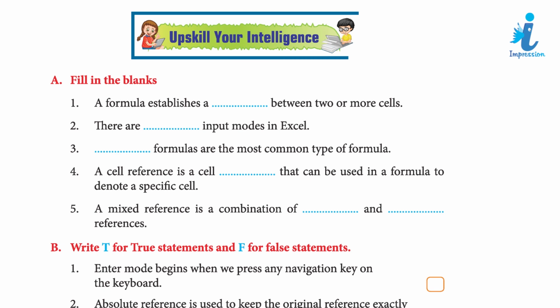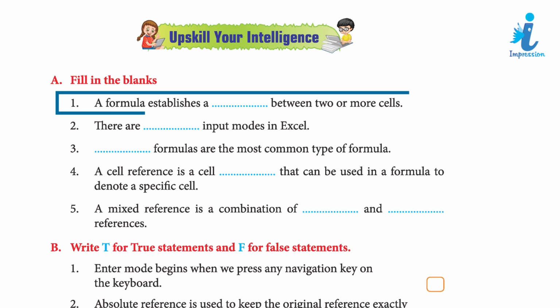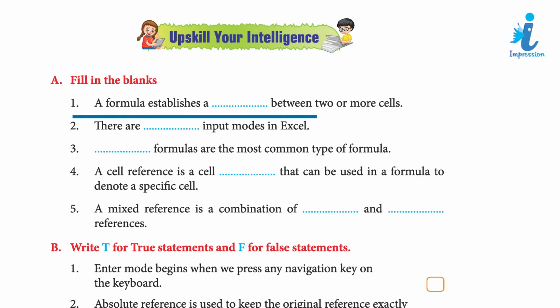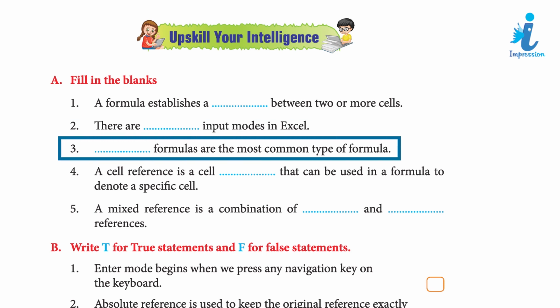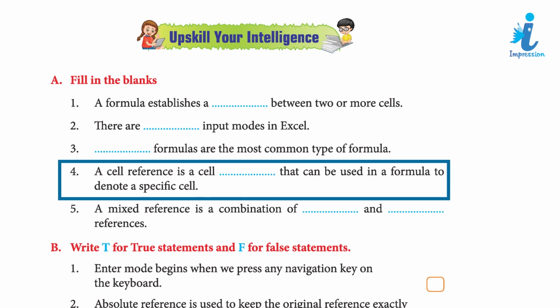Upskill your intelligence. A. Fill in the blanks. 1. A formula establishes a dash between 2 or more cells. Answer: relationship. 2. There are dash input modes in Excel. Answer: 3. 3. Dash formulas are the most common type of formula. Answer: arithmetic. 4. A cell reference is a cell dash that can be used in a formula to denote a specific cell. Answer: address.